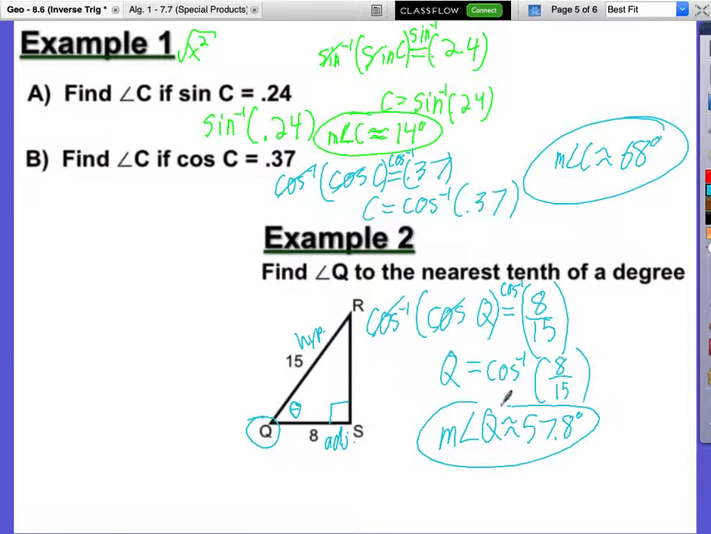Did anybody not get that so I can help you out? I didn't get it, but I figured out what I did. Okay. I put sine instead.